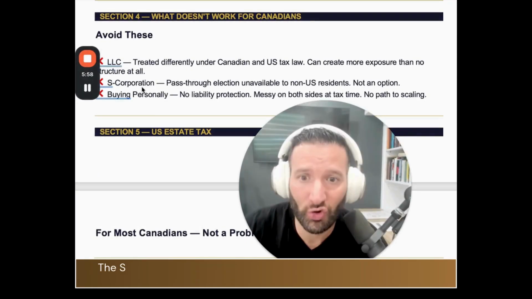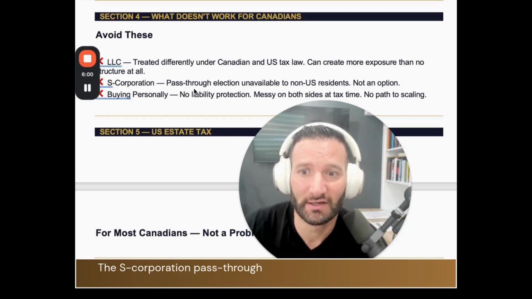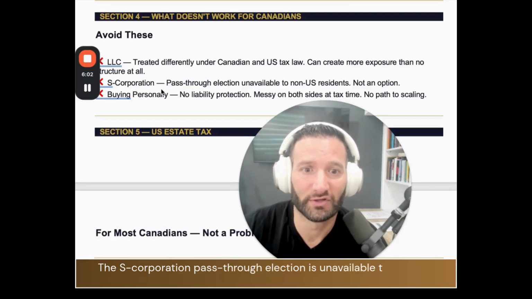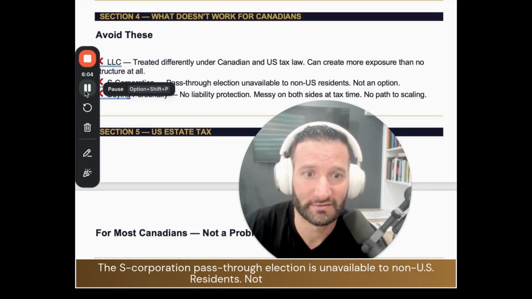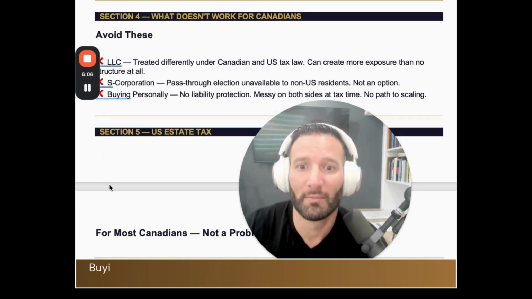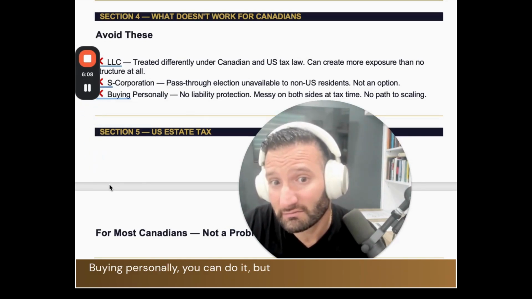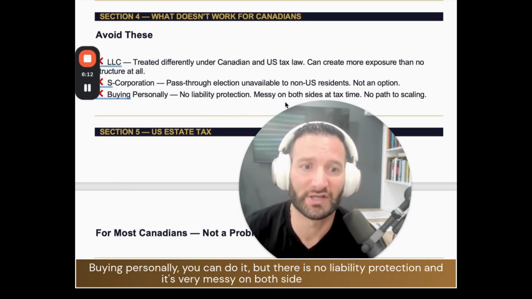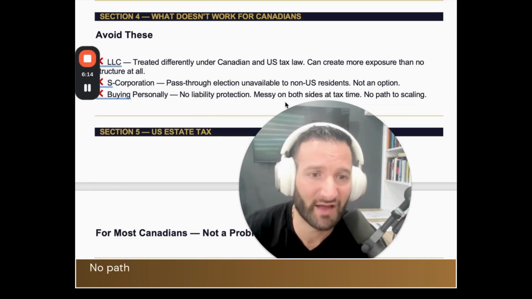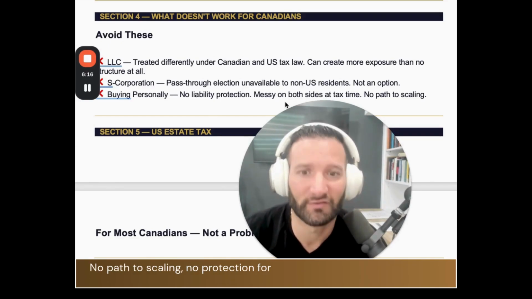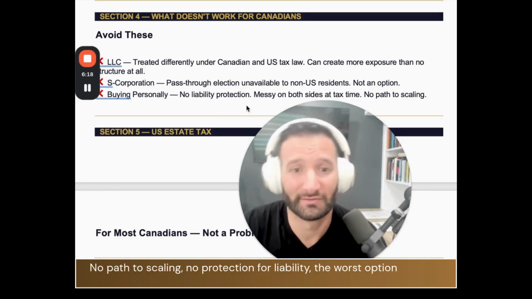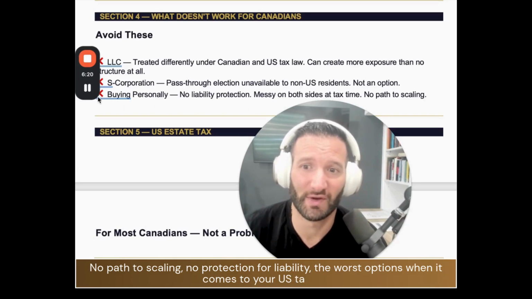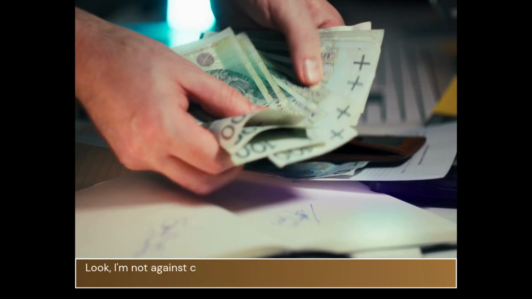Okay. S corporation pass-through election is unavailable to non-US residents. Not an option at all. Buying personally, you can do it, but there is no liability protection, and it's very messy on both sides at tax time. No path to scaling, no protection for liability, the worst options when it comes to your US tax bill.